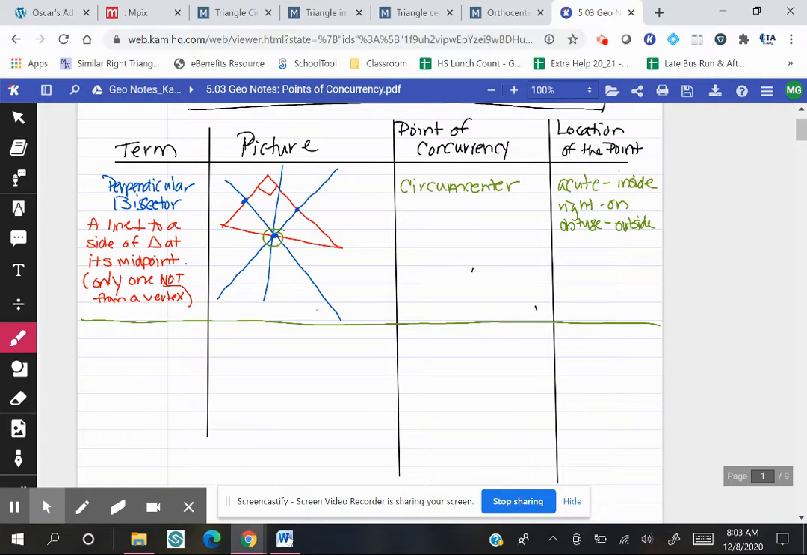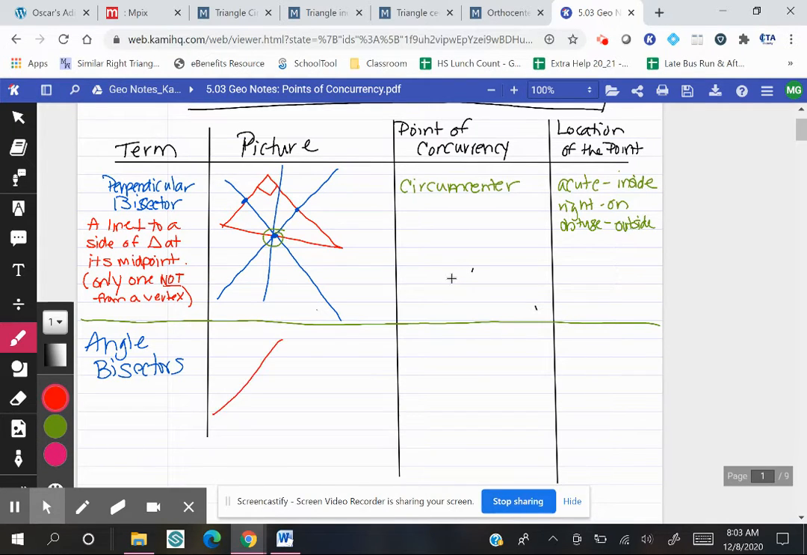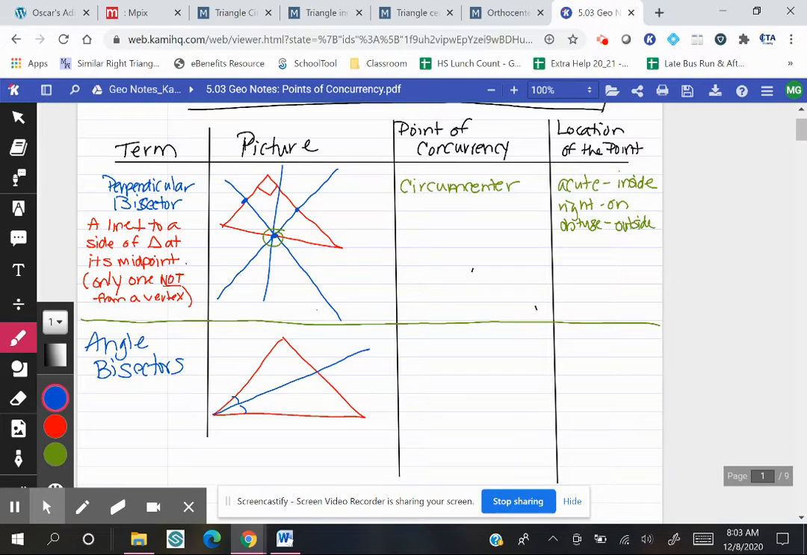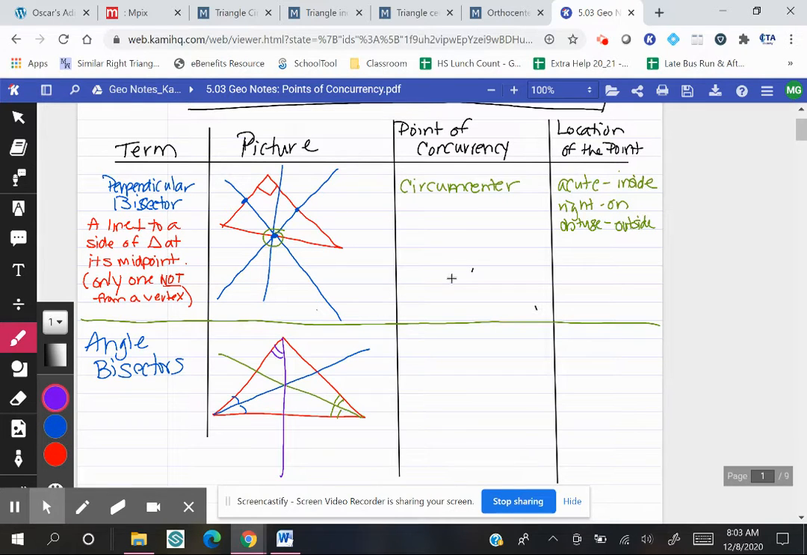Okay, next we're going to talk about angle bisectors. So angle bisectors we've talked about before. They just bisect each of the three angles. So if I take this angle and I draw an angle bisector, it splits it into two congruent parts. Then I will take another one and I'll bisect this angle. So I split that one into two congruent parts. And then I'll do the same thing here, draw my angle bisector, and you'll see they meet at a single point, and that one is called the incenter.